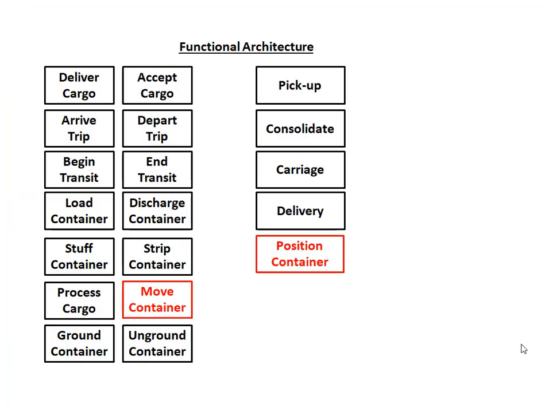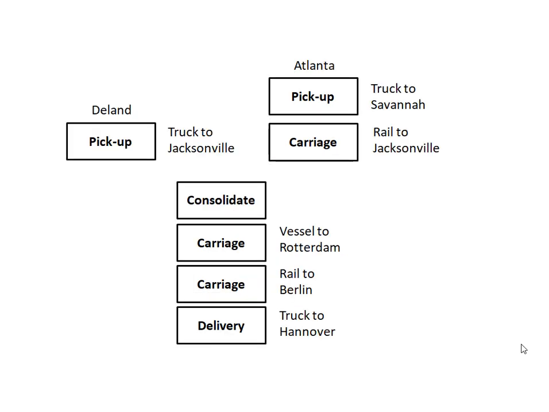So I've basically added the moving of a container as a raw function and the positioning of the container as an overall function. So I do my pickup, consolidate, carriage, delivery, and although it's overhead, I still have to do it. I need to position and reposition containers within my facilities. So that's my new exaggerated functional architecture that takes advantage of the fact that I need to temporally synchronize events as they are occurring.